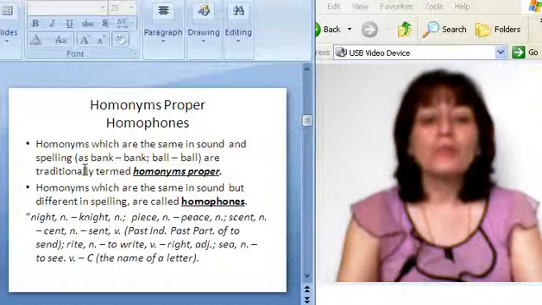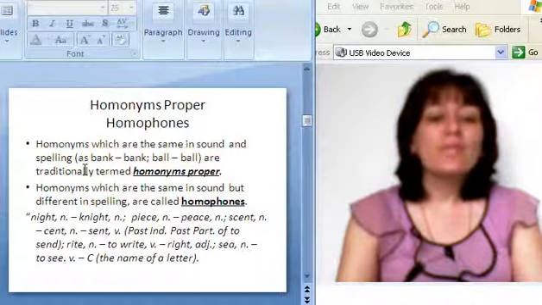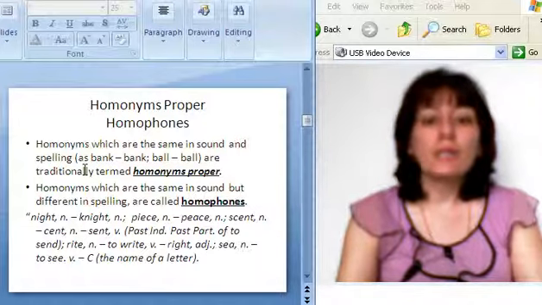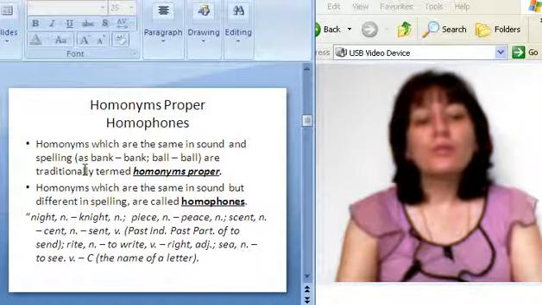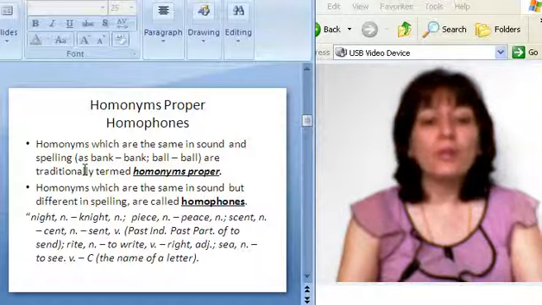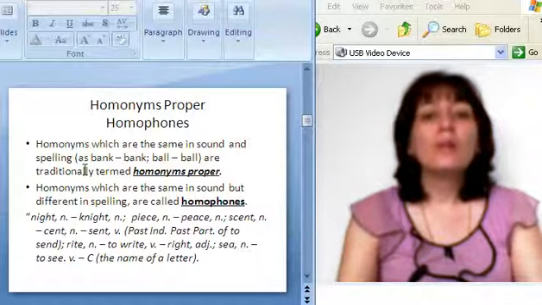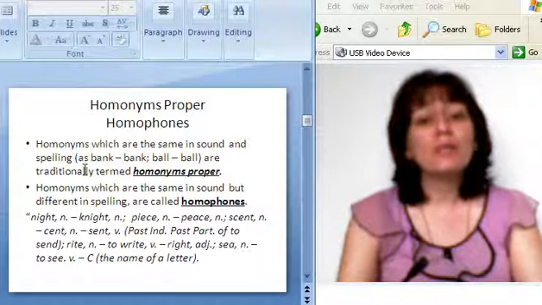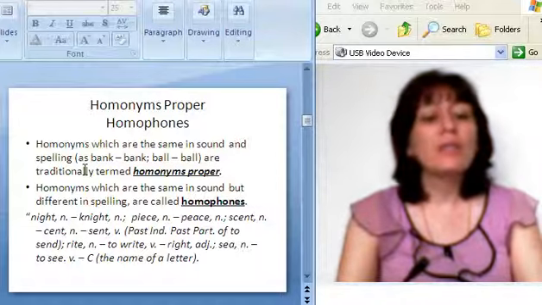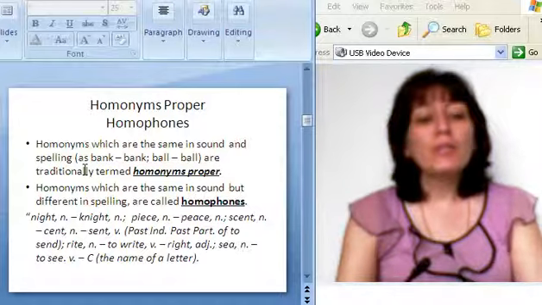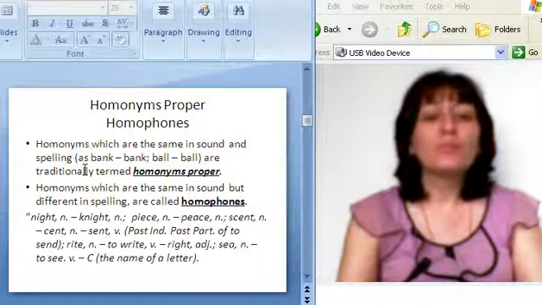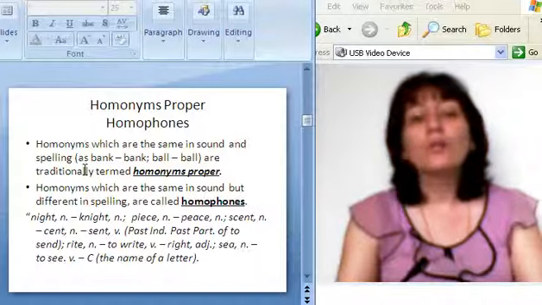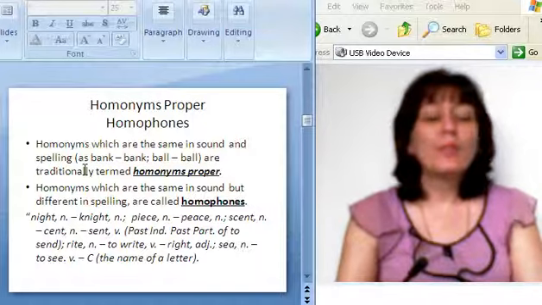Homonyms which are the same in sound and same in spelling are traditionally termed homonyms proper. For example, bank and bank, ball and ball. So as you can see, these words are same in sound and spelling, yes, in both. And homonyms which are the same in sound but different in spelling are called homophones. For example, night and night, peace and peace.